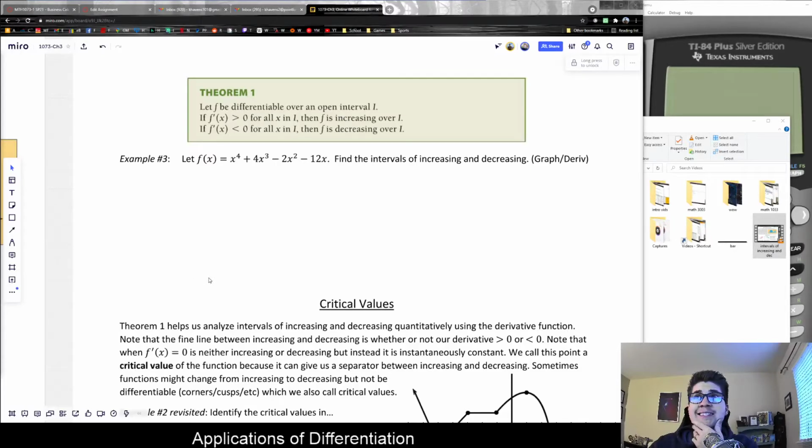The first theorem in this section says: let f be differentiable over an open interval I. That just means that our curve will have a derivative that we can figure out. It says if f prime of x is greater than 0 for all x in I, that just means on this interval the derivative is strictly positive, then f is increasing over I. And it also says if f prime is less than 0 for all of those values in the interval, then f is decreasing over I.